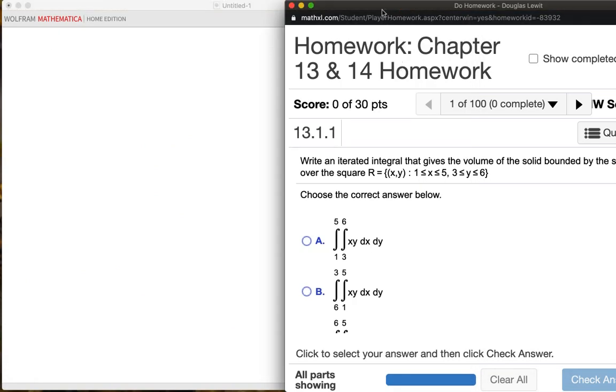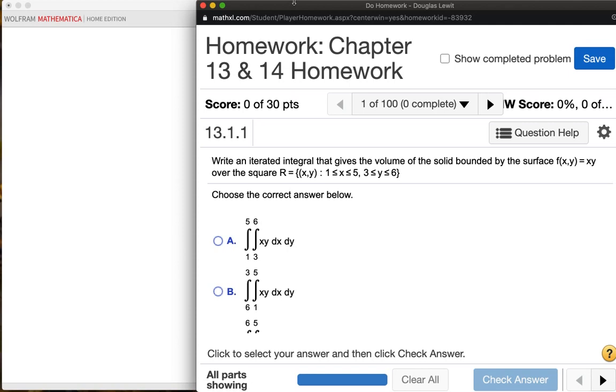So, problem number 1, write an iterated integral that gives the volume of the solid bounded by the surface f of x and y is equal to x times y over the square R, which is made up of the points x and y such that x falls between 1 and 5 and y falls between 3 and 6.